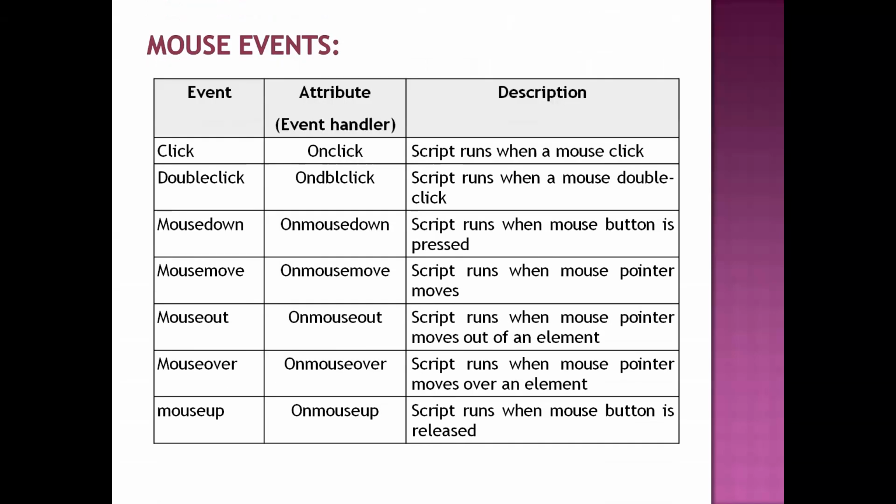Now see the next category, mouse events. Okay, these mouse events will occur whenever you click on the mouse buttons, right? Whenever you simply single click, left click or right click, the onclick event will be generated. Whenever you double click on the mouse button, the ondblclick event will be generated. Whenever you click on the button, the mouse button goes down, right? So at that time, the onmousedown event will be generated.